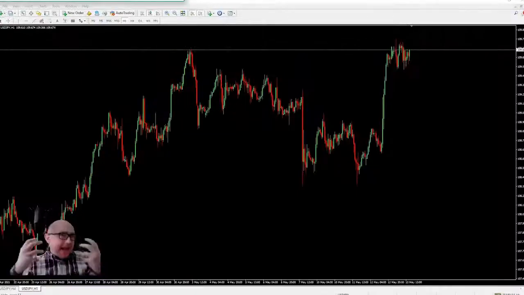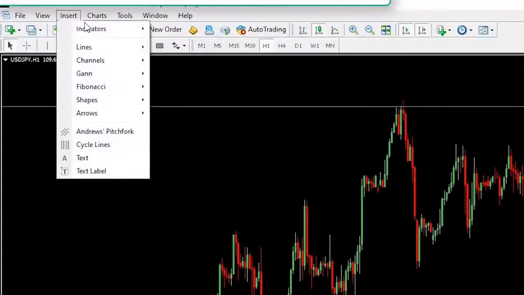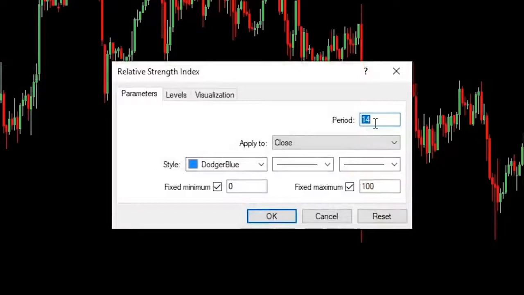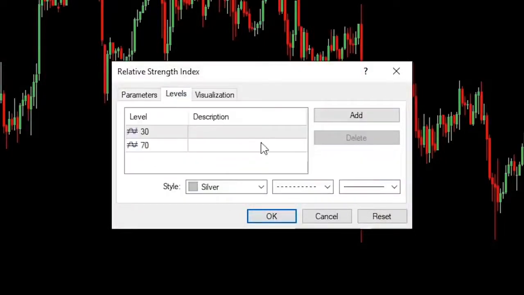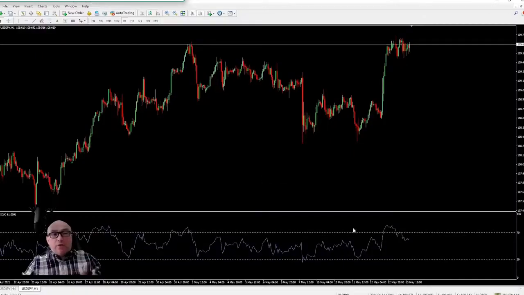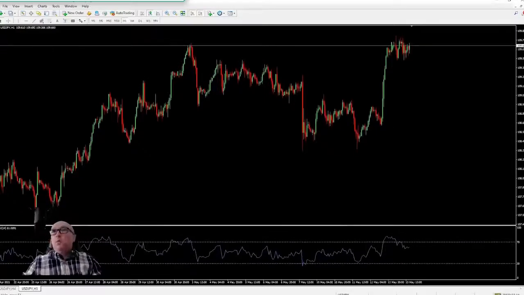Okay, so this is a regular MT4 price chart. You would add your RSI indicator in the same way that you would add any indicator. You go to Insert, Indicators, it's an oscillator, find the oscillators, and there it is, the Relative Strength Index. Defaults to the 14, colours and so forth, applies to the close. Here you can put in your levels, 30 and 70, overbought and oversold zones. Click OK, and there it appears at the bottom of the price chart in the usual way. You can move it up or down, however you wish.